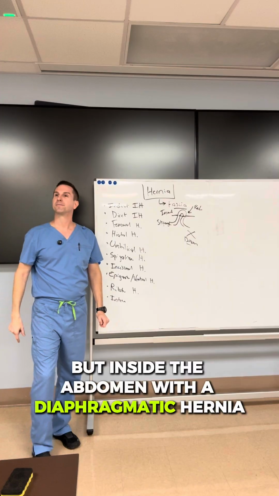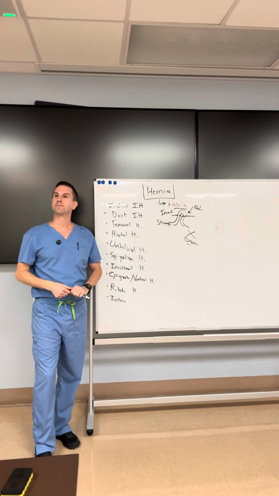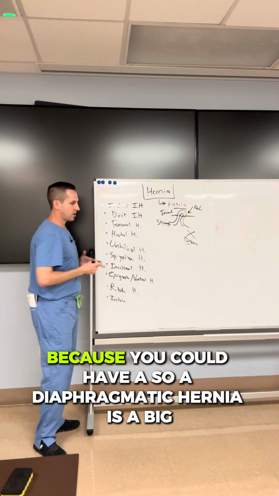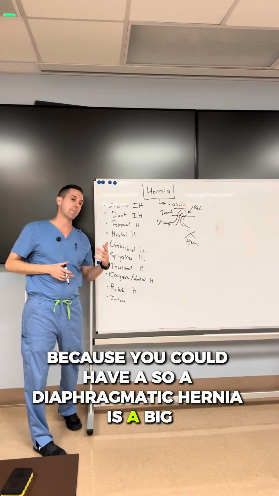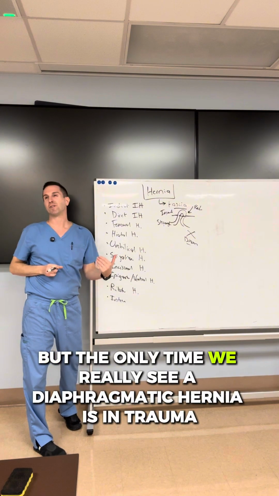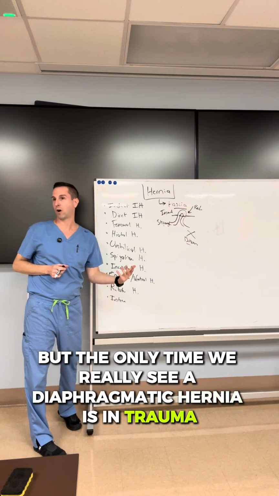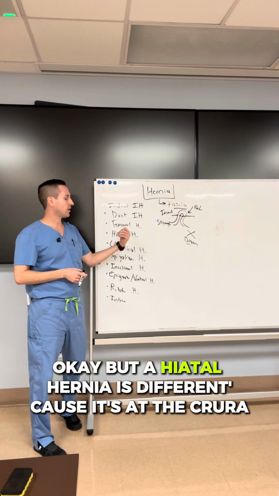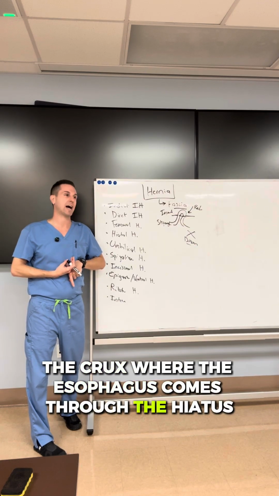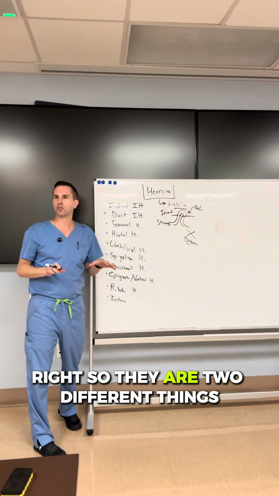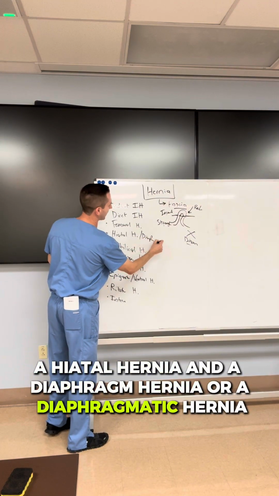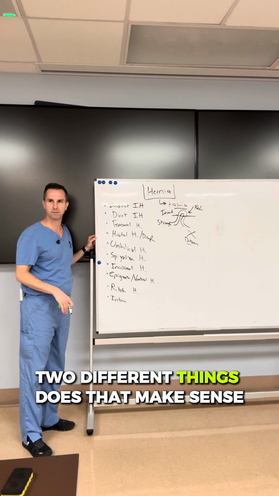Would a diaphragmatic hernia, is that different than hiatal? Yes, because a diaphragmatic hernia is a big problem in a newborn, huge problem. But the only time we really see a diaphragmatic hernia is in trauma, okay? But a hiatal hernia is different because it's at the crura, where the esophagus comes through the hiatus, right? So they are two different things. So I would call a hiatal hernia and a diaphragmatic hernia two different things. Does that make sense?